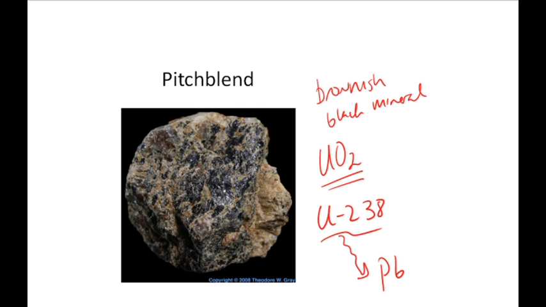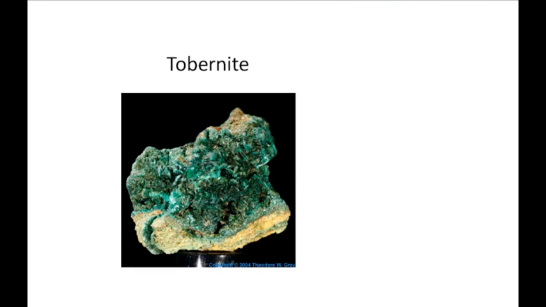Another mineral in which uranium is often found is torbernite, and that looks different. It's green because it also contains copper. It's just a different mineral.